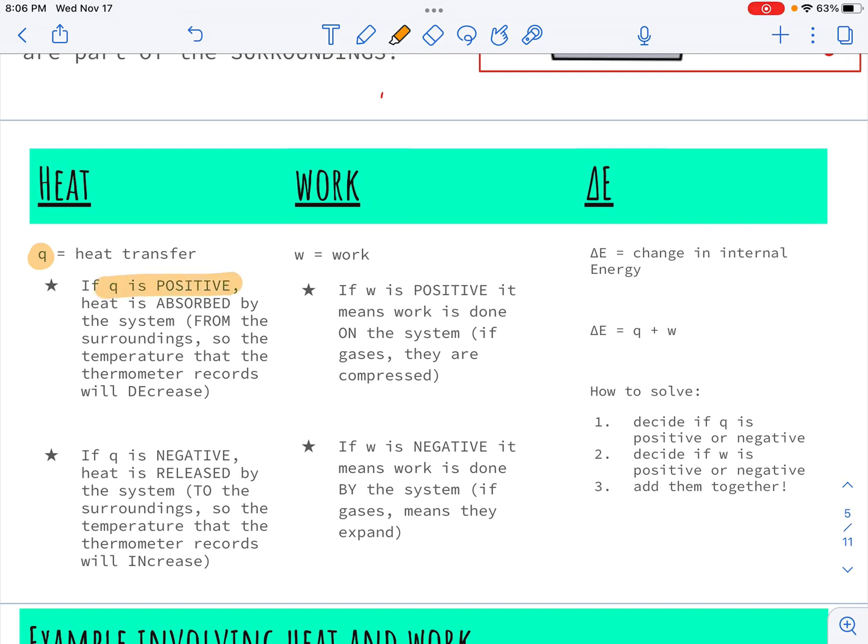But remember that if q is positive, heat is absorbed by the system, from the system's perspective. And if the q for the system is negative, then the heat is released by the system. Those are things that you need to keep straight.